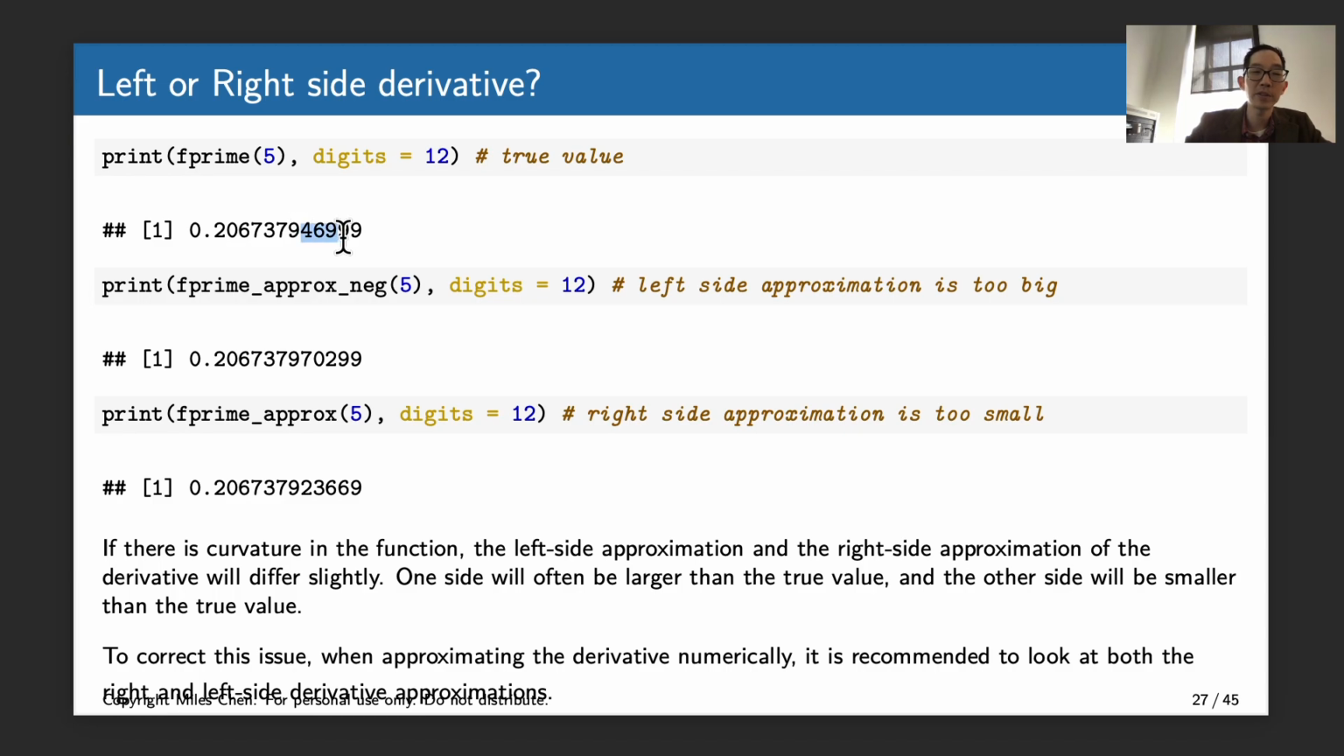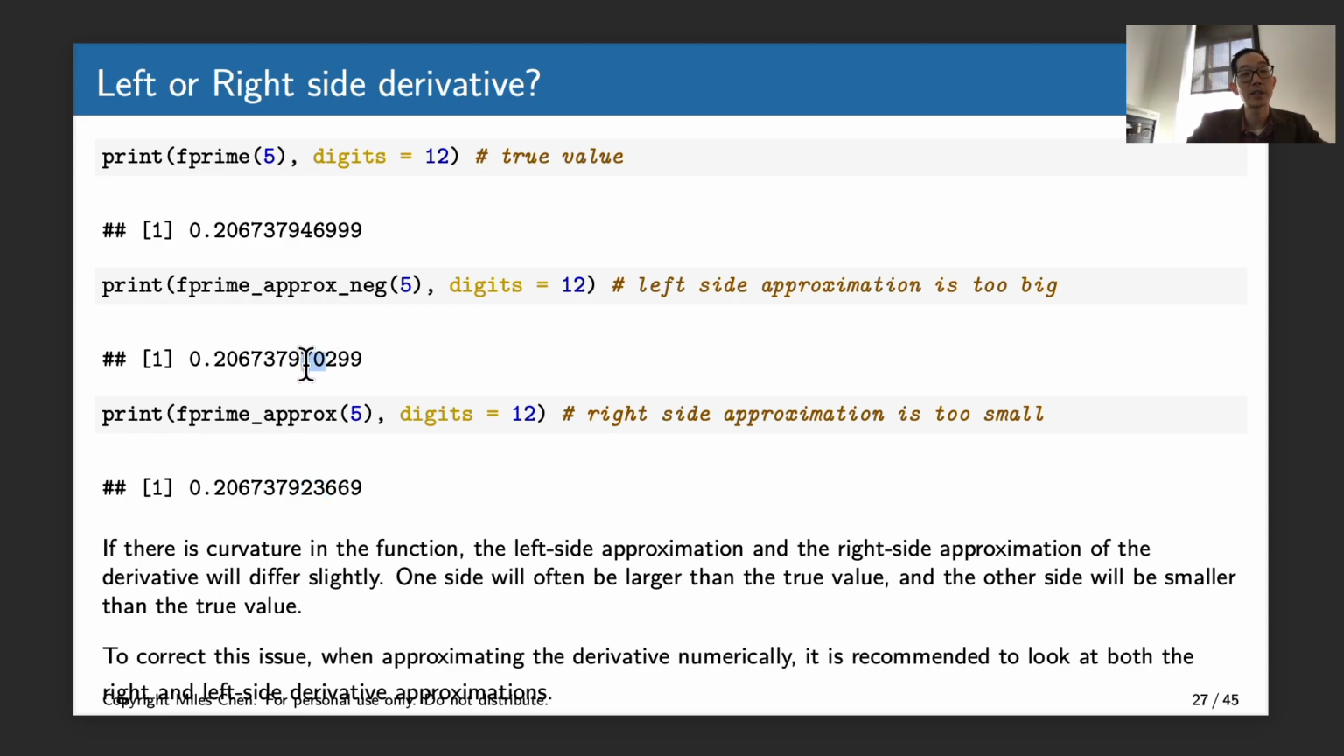So remember, the true value is 0.2067379469999. Over here, say 7 digits of accuracy. The last digits, so after the 9, I get a 46. Over here, I get a 70. Okay, that's from the negative side, and then from the right hand side, I end up with a 23. So the left hand side is just a touch too big.